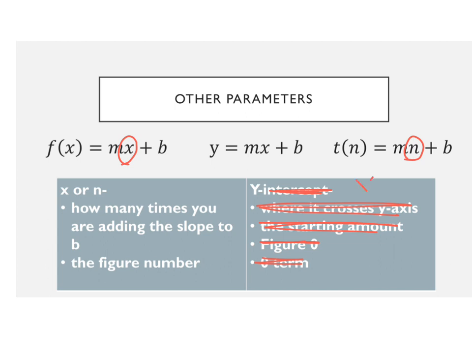And your y is always going to be your total. Your f of x is always going to be your total. And your t of n is always going to be your total amount. Always, always, always. You might need to figure out what the situation total means, but it's always going to be your total, your output, how much you have when you have x equals 1, or how much you have when you have x equals 50. That's always going to be your output or your total.